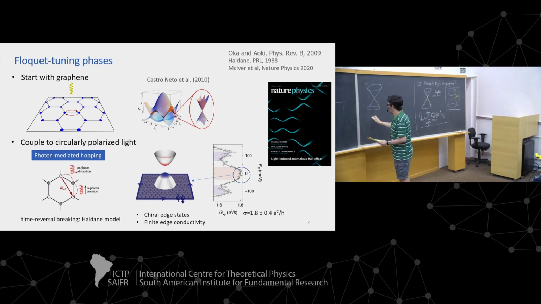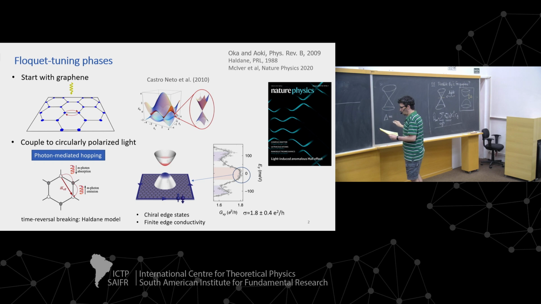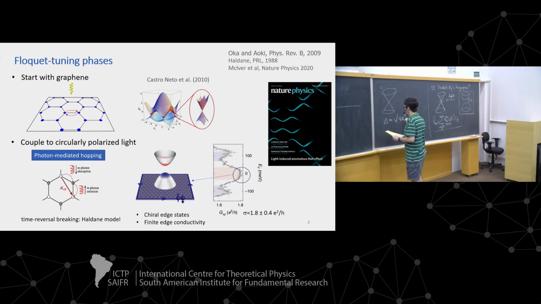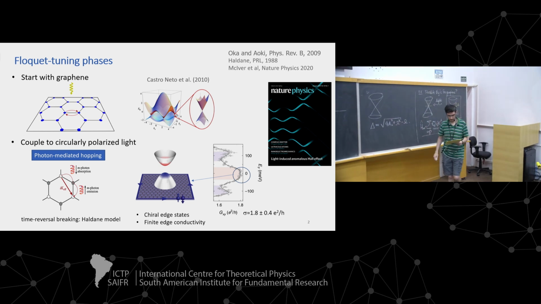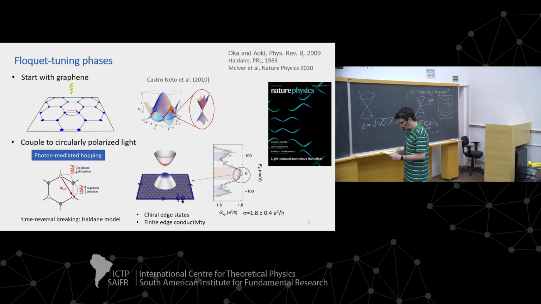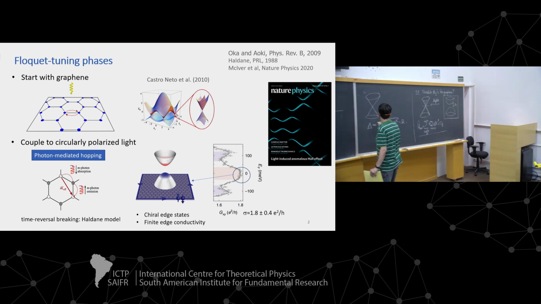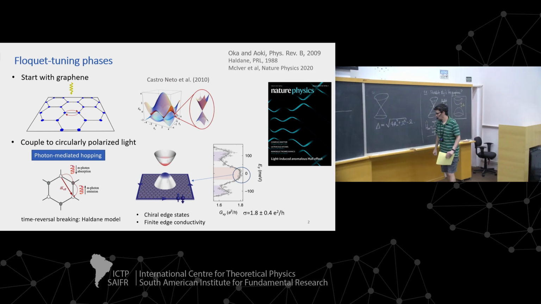and you shine light, you are going to open up a gap, which is equal to, this is for circularly polarized light, square root of 4A0 squared plus omega squared minus omega. This is exact, okay? This is the gap. You may not be convinced because you have a Bessel function there, but if you sum Bessel functions, it is possible to get this thing here.